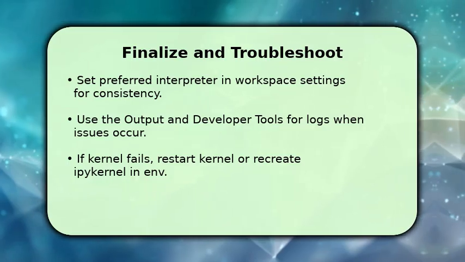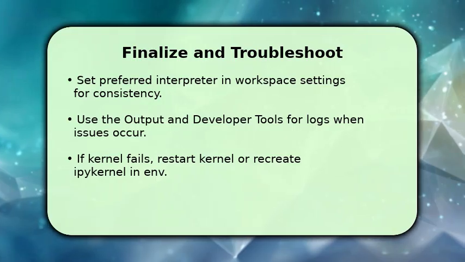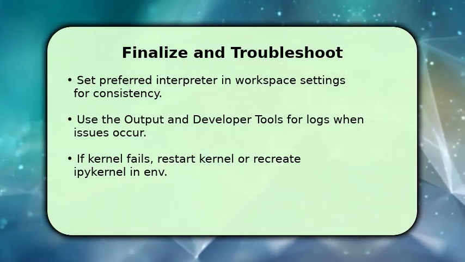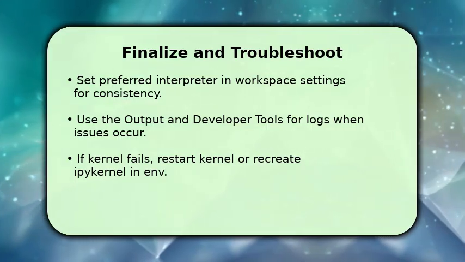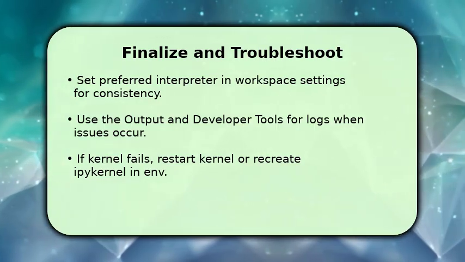If execution stalls, open the Jupyter output and developer tools to see errors, then restart the kernel or VS Code. If the kernel won't start, recreate the ipykernel in that env or select another interpreter. That usually resolves path mismatches. One quick tip: restart VS Code after kernel install.